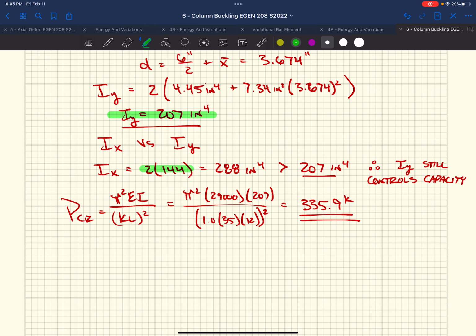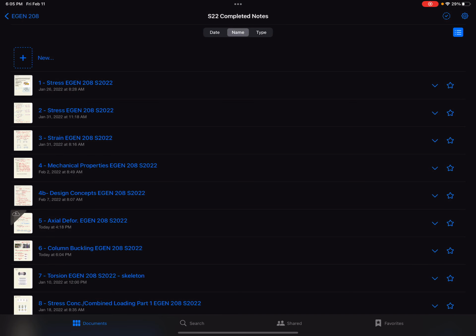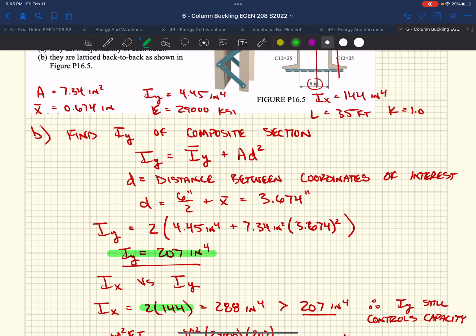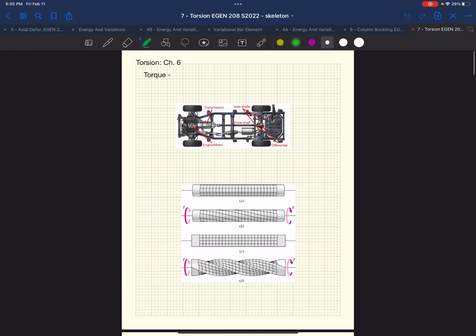That ends chapter 16, and that's all of columns. We're going to jump to chapter 6, but note 7. Note 7 is all about torsion.